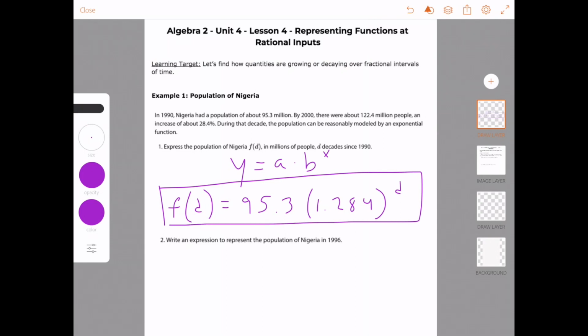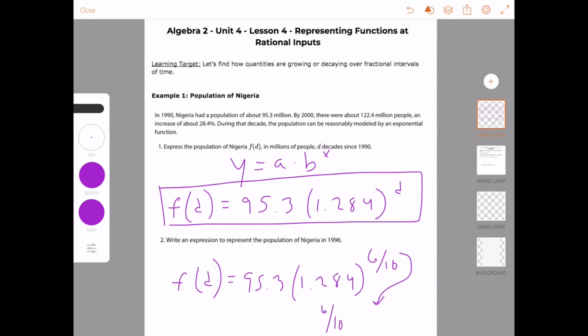The second question is asking us to write the population of Nigeria in 1996, or an equation for that. So we do f of d equals 95.3 million times our rate of change, 1.284 to the power of 6 over 10, right? And let me fix that. 6 over 10 because that is 6 years out of that full decade, which is 10 years. This can also be written as 6 over 10, that fraction equals 3 over 5 simplified, or you can write it in terms of a decimal, which is 0.6.